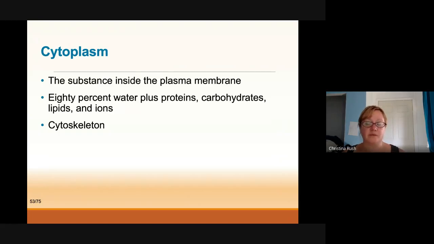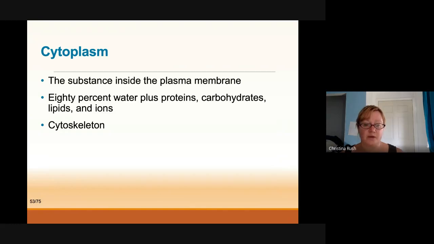All right, so we're done with transport. We're going to move on to the cytoplasm. So we're going to go inside of the cell now. The cytoplasm is the substance inside of the plasma membrane. 80% of the cytoplasm is water. It also contains proteins, carbohydrates, lipids, and ions.